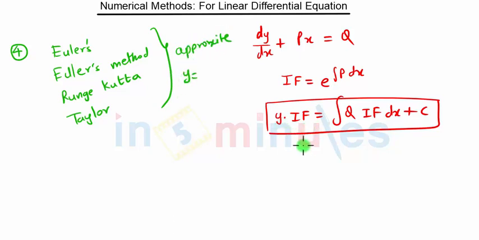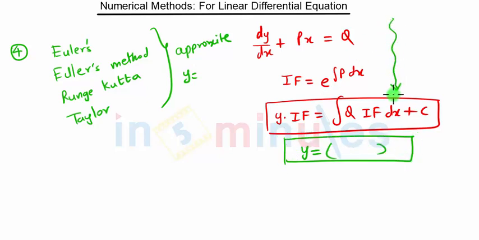From this equation we can get the value of y. This will be the exact solution. We know that this type of method is used for the exact solution, and this will be the approximate solution. So first we will see what Euler's method is. There are some basic steps you should follow in every method, so first we will concentrate on Euler's method.